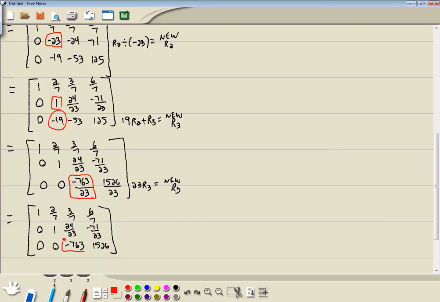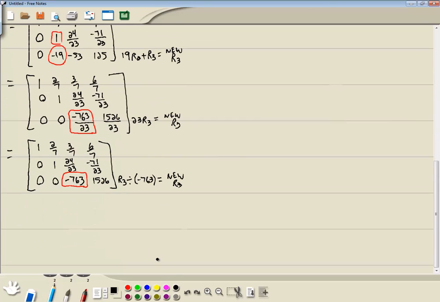Now again, our goal, remember, is to get a 1 here. Well, now I can divide everything in row 3 by negative 763. And that's going to give us our new row 3. So the first row remains as is, second row remains as is. Zero divided by negative 763 is 0. 0 divided by anything is 0. Negative 763 divided by negative 763 is 1. And hopefully this works out nice. 1526 divided by negative 763, negative 2.